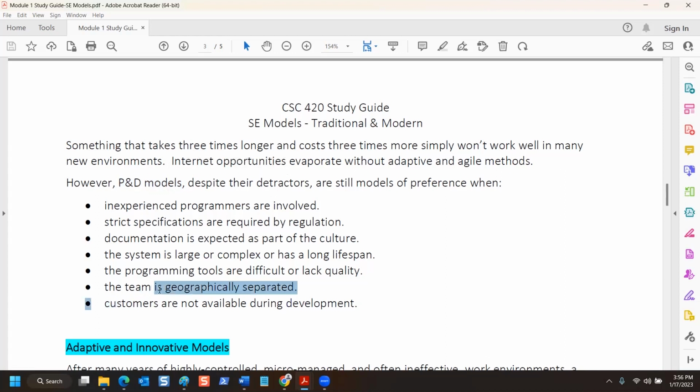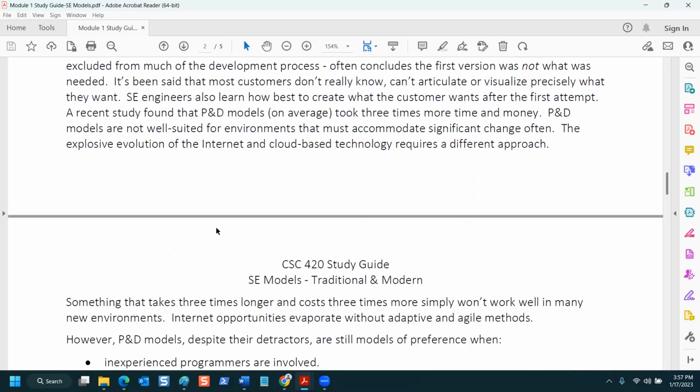You're developing something for the Department of Defense. The people who use it are not available. They're on the battlefield, or they're in the Ukraine, or they're near the Ukraine. There are cases where planning and development models are superior to adaptive and innovative models simply because you don't have access to the customers while you are working the earlier phases.